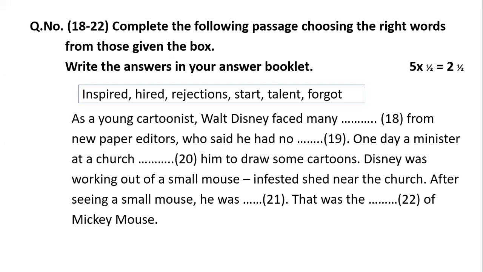put question number 18 and write. Okay, write only rejections. So as a young cartoonist, Walt Disney faced many rejections from the newspaper editors who said he had no talent. He had no talent. So 19th number, talent. One day, a minister at the church hired him. So 20, hired him to draw some cartoons.